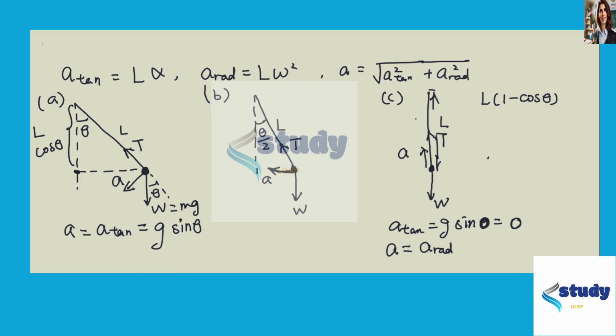So the weight, this is mgh, which is the potential change, and that is equal to half mv squared, right? This is the kinetic energy. So the change of potential energy equals the kinetic energy, which will give us the velocity equal to the square root of 2gL times 1 minus cosine theta. m and m get canceled here.